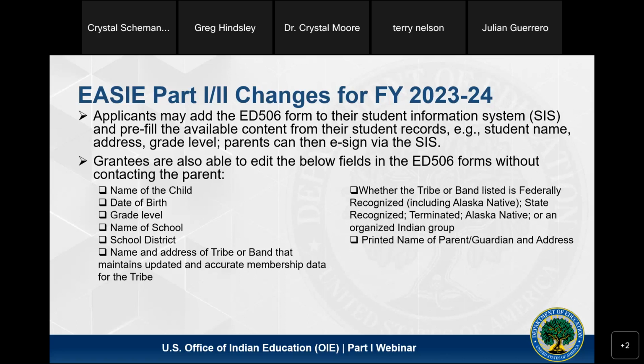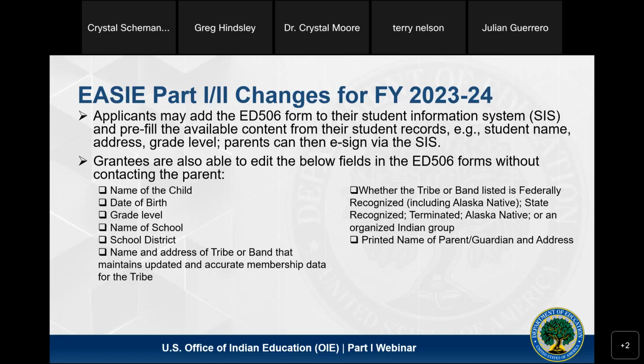So again, if you want to put the ED 506 form in your SIS as a web form, please reach out to your program officer with that request, and also make sure you're clear about what you can pre-fill from your SIS, your student information system records, and what you cannot, because there are some fields that we allow that for and some fields we don't. If you have already done this and built the form into your SIS, please contact us very quickly.